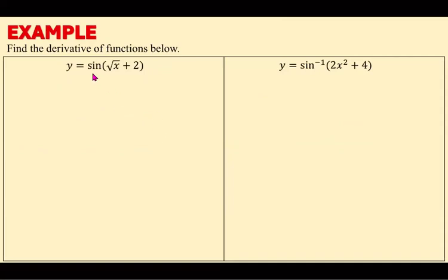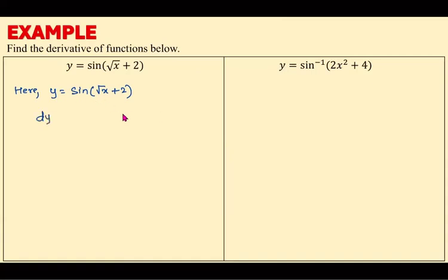Here we have a trig function, a sine function and inverse sine function. Let's see how we can find the derivative of each of these. And both of them are composite function, by the way, so we have to use the chain rule. The first one is y equal to sine square root of x plus 2. Outside function is sine x, inside function is square root of x plus 2. Composite function, we use the chain rule.